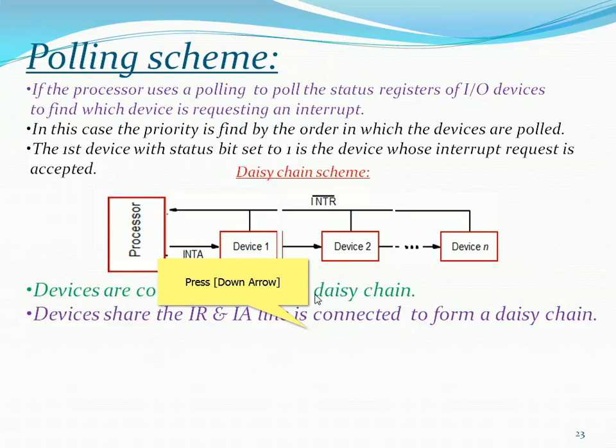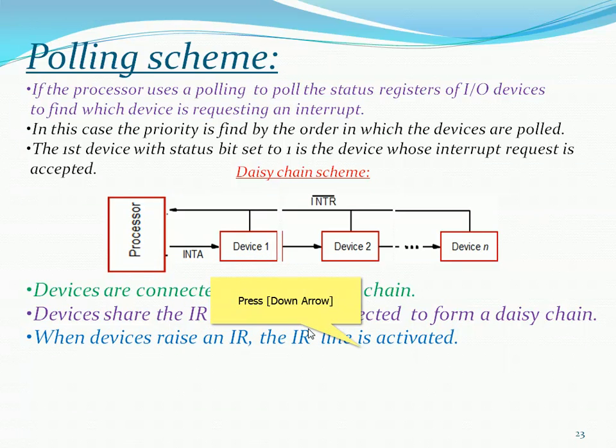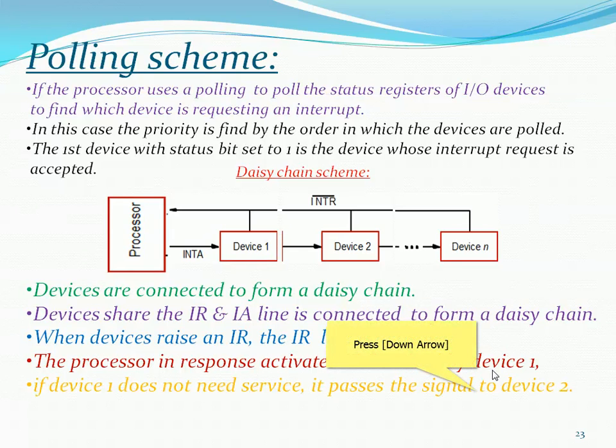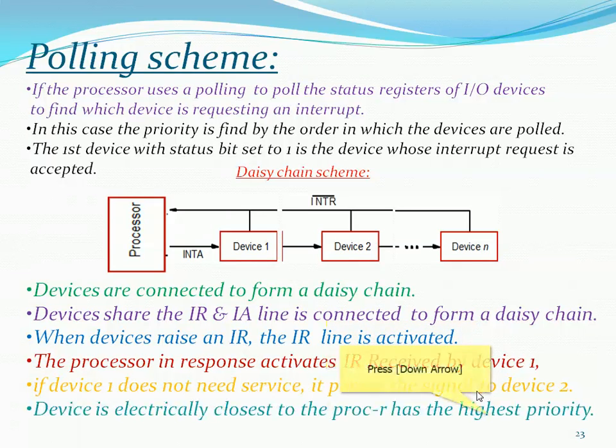So this IR and IA, the request and acknowledge lines, are connected to form a daisy chain. When a device raises an interrupt request, the interrupt request line is activated. The processor in response activates the interrupt acknowledge, received by device 1. If device 1 does not need service, it passes the signal to device 2. It propagates to the next device electrically. The device which is electrically closest to the processor always gets the highest priority.